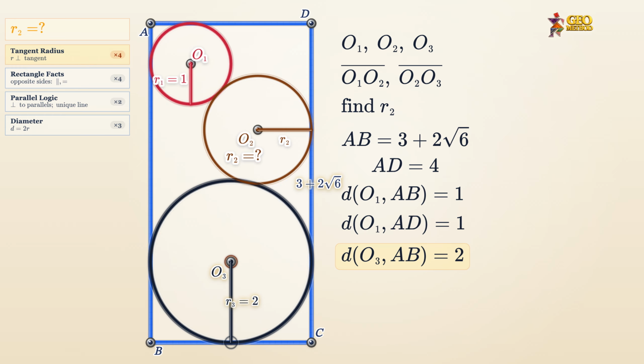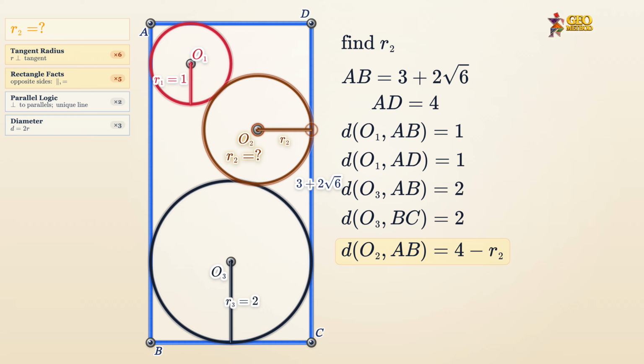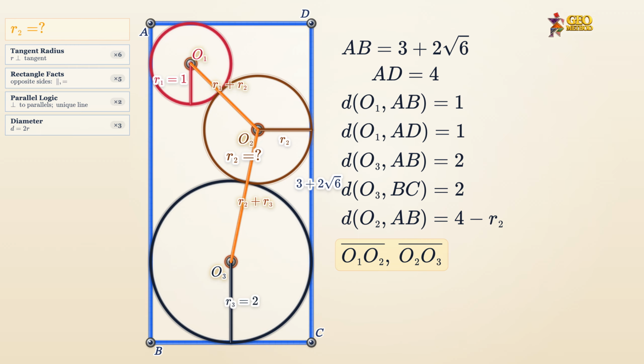For circle 3, the radius is 2. Since it touches the left side, O₃ is 2 units to the right of that side. Circle 3 also touches the bottom side, so O₃ is 2 units above the bottom along the tall direction. For the target circle, the center O₂ is R2 units away from the right side. Since the short side is 4, its distance from the left side is 4 minus R2. Now, connect the centers. These two orange links are not decoration. They are the hypotenuses of the two right triangles we are about to use.